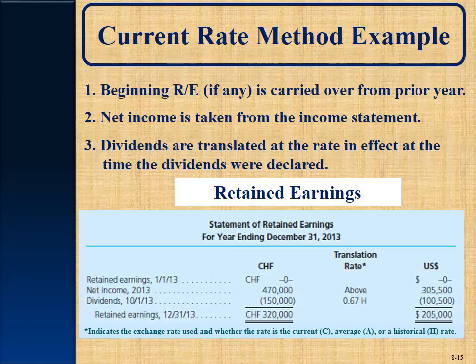Now the dividends, remember, under this method, even though it's called the current rate method, we still use the historical rate at the date the dividends were declared. So at the dividend declaration date, it was 67 cents per franc. So it was 150,000 francs that were given out, at 67 cents, that translates to $100,500. Finish your computation in US dollars. Retained earnings at December 31st, 2013 will be $205,000.